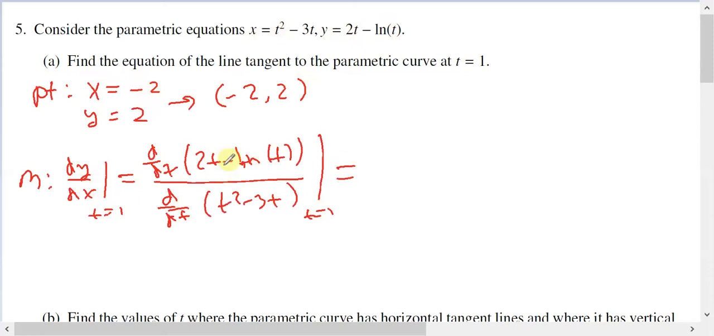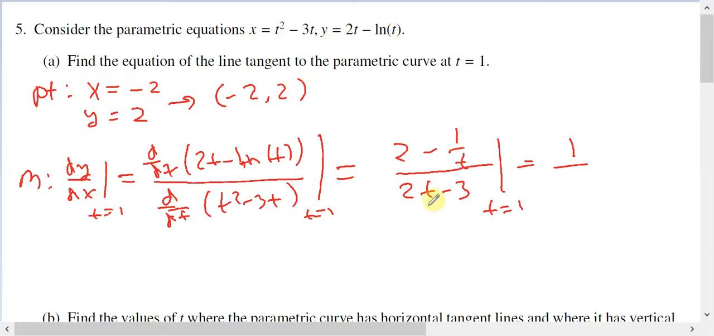So let's see, I'm going to have derivative here is 2 minus 1 over t, and in the bottom, the derivative is going to be 2t minus 3. And I will plug in 1 and get 2 minus 1 in the top. In the bottom, I'll get 2 minus 3. So the slope is minus 1.